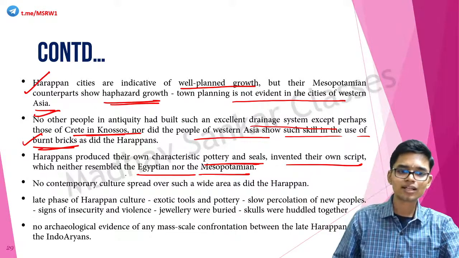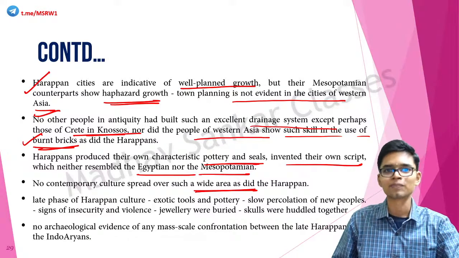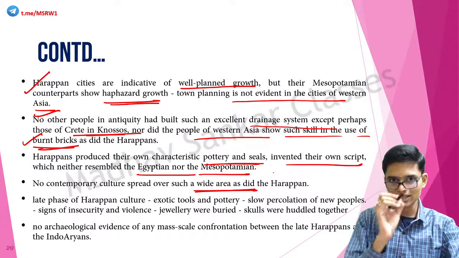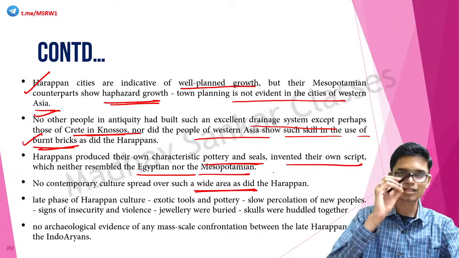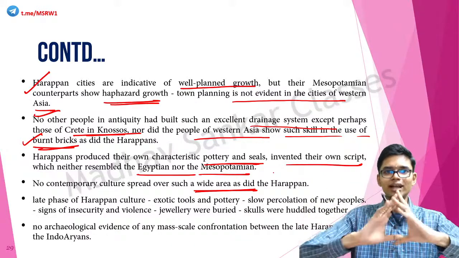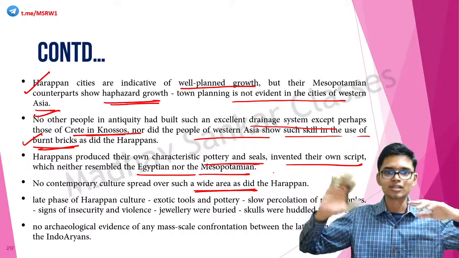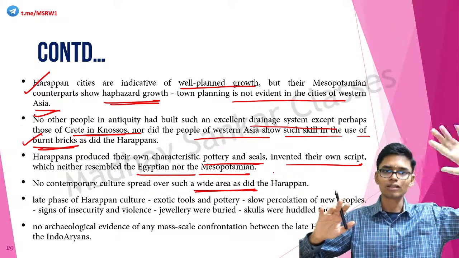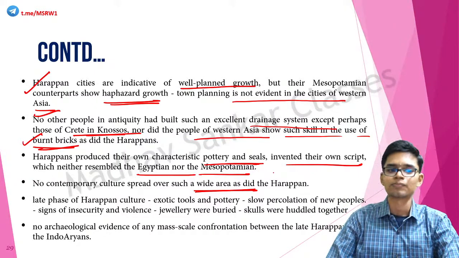No contemporary culture spread over such a wide area as did the Harappans. Again, correct. Egyptian civilization is concentrated in the modern day Egyptian region. Mesopotamian is concentrated in the Central Asian region, comparatively smaller. But the Indus Valley civilization existed in a huge expanse of land, which covers pretty much all the north and northwestern portion of the modern day Indian subcontinent.